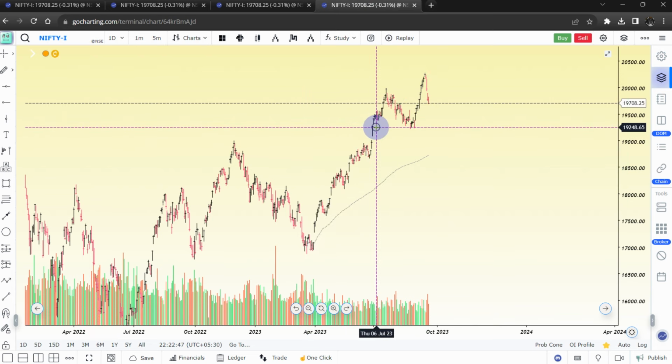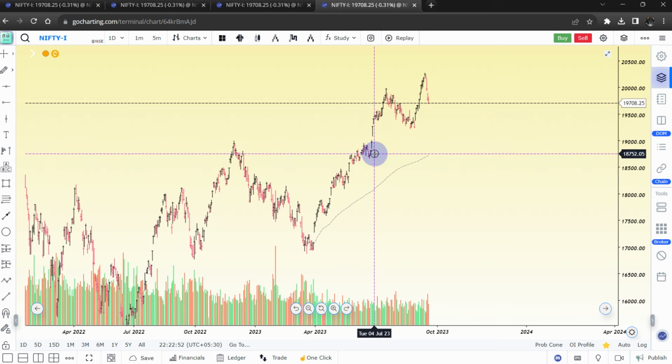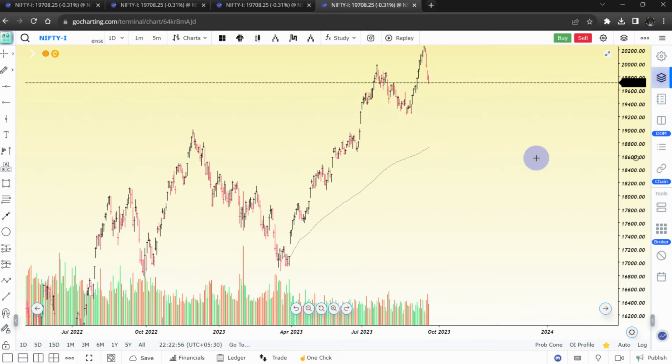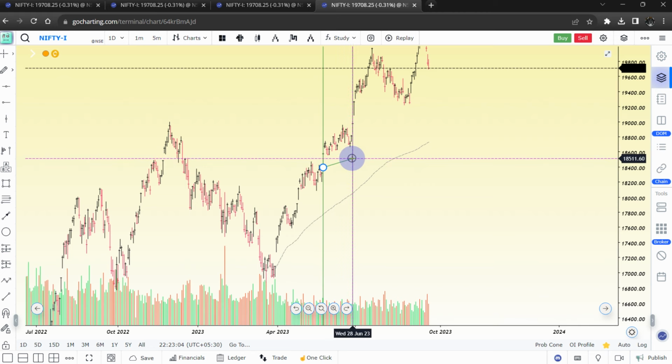This is the point I'm talking about. If this breaks, we are certainly heading towards 19,000 and below, or maybe this range. So if you look at this consolidation, the other smart way to do it is, I'll just get the fixed range volume profile here. So this consolidation that you see, just this one.